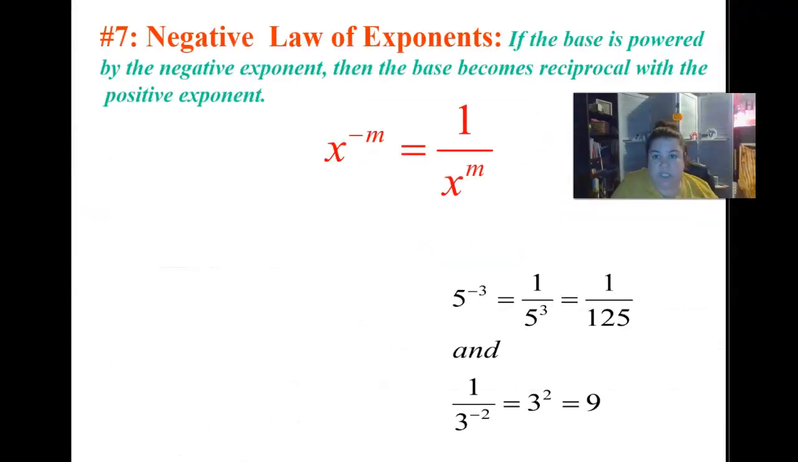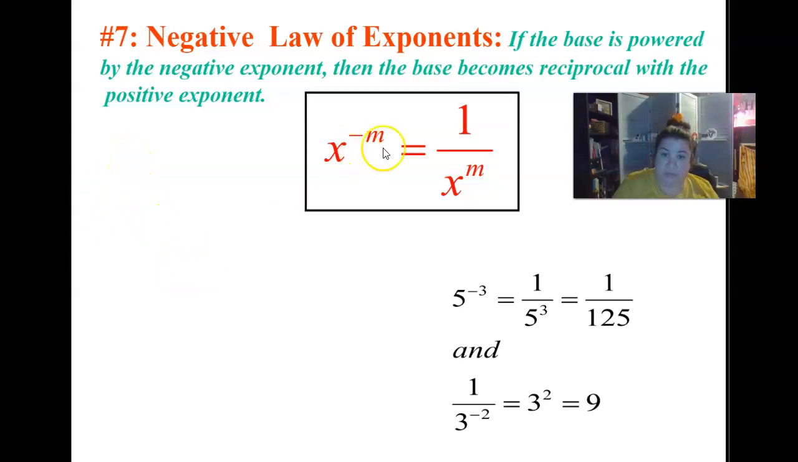Okay, get your notebook out. Let's do the negative law of exponents. Number 7. If the base is powered by a negative exponent, then the base becomes reciprocal with a positive exponent. Again, so many words. Like, what? Okay, so let's see what they're talking about here. So we have x to the negative m power, the negative exponent. Okay, so reciprocal means we're just going to take this and put it on the bottom of a fraction and put 1 on top. It's always going to be 1. Don't ask me why, but it's always going to be 1.